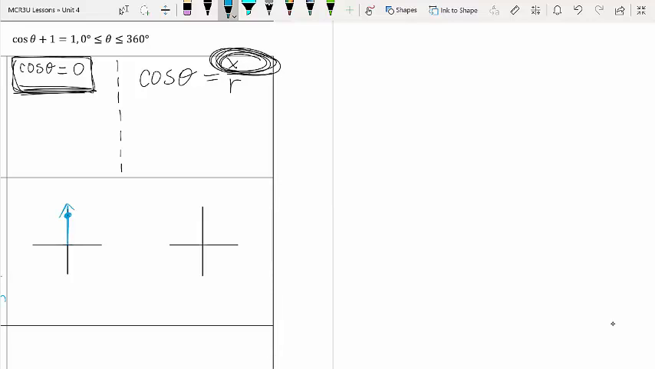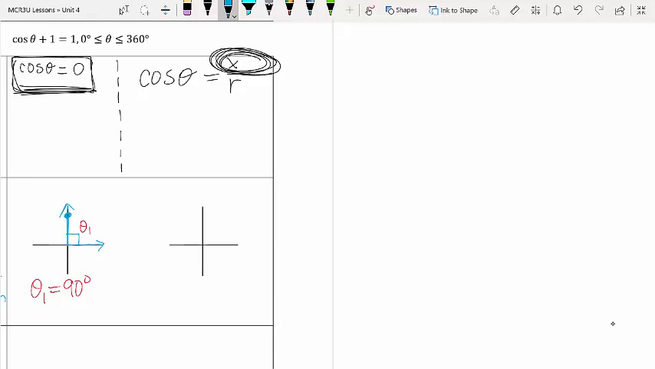So the terminal arm in the first value of theta is right on that positive y-axis. That means our first angle is the distance between our initial arm, which is always on that positive x-axis, and that terminal arm. And that's 90 degrees. So our first value of theta must be 90 degrees.